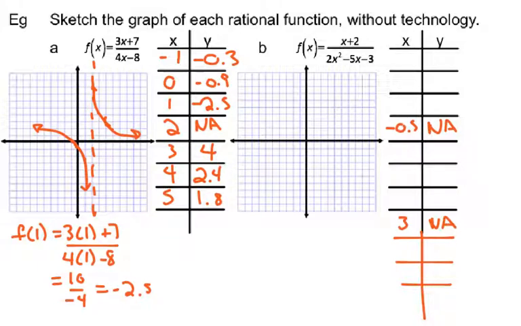So again, we need to pick points. I'm just going to count back, -1, -2, -3. In the middle, we'll go 0, 1, 2. And on the right, we'll go 4, 5, 6. And again, it's just a matter of plugging these points in. We'll fill them in.